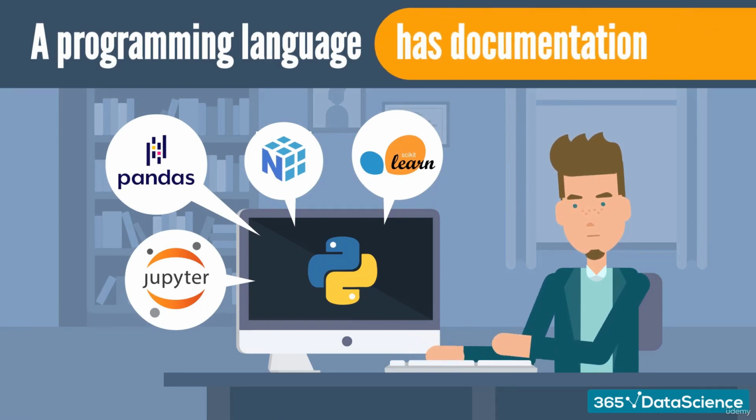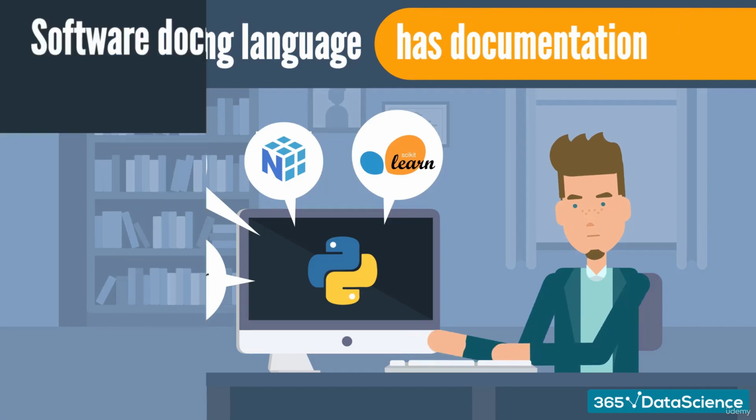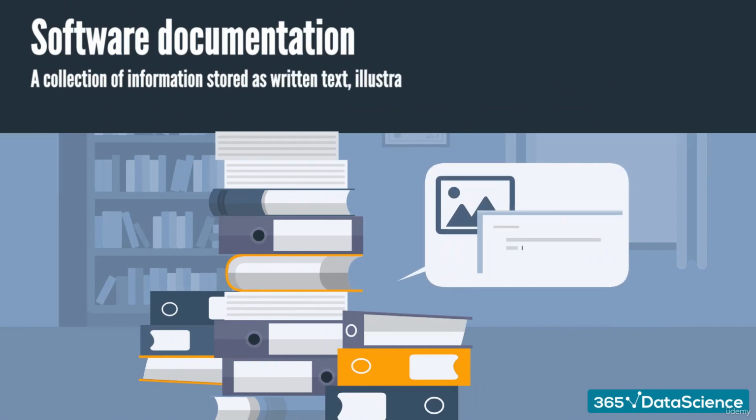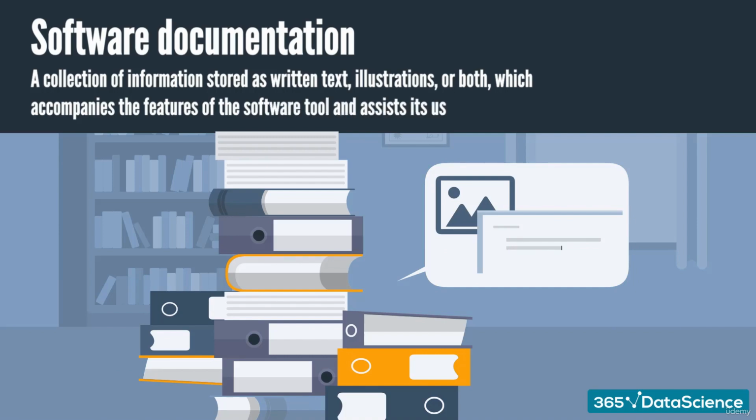A programming language, its libraries, or just any other software tool that is widely used by people has documentation. What is that? Software documentation is a collection of information stored as written text, illustrations, or both, which accompanies the features of the software tool and assists its users.